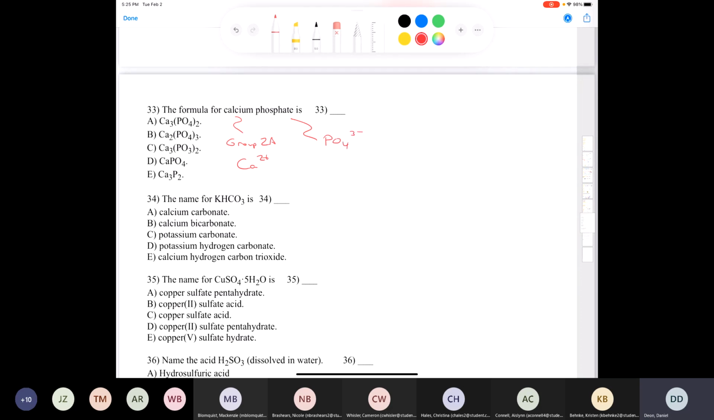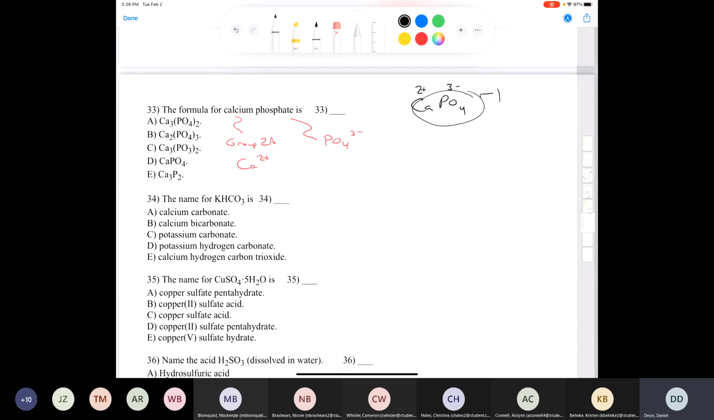Now it gets a little bit trickier because I have a 2 plus charge and a 3 minus charge here, right? I can't just combine those together, CaPO4. That's not going to work, right? Because I have a 2 plus here and a 3 minus here. Overall, if I was to do that, I'd have a -1 charge.